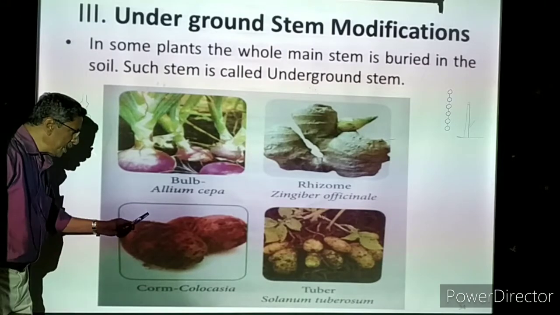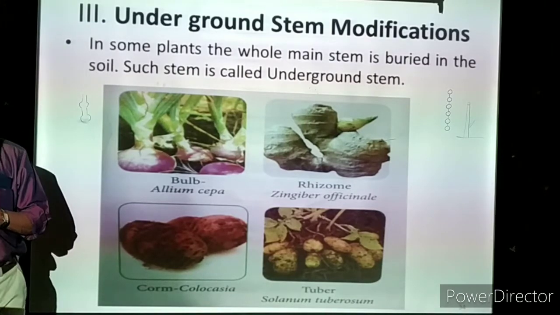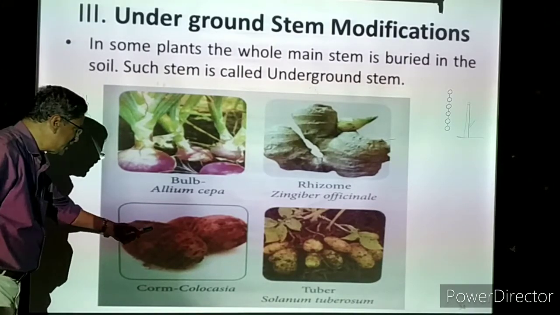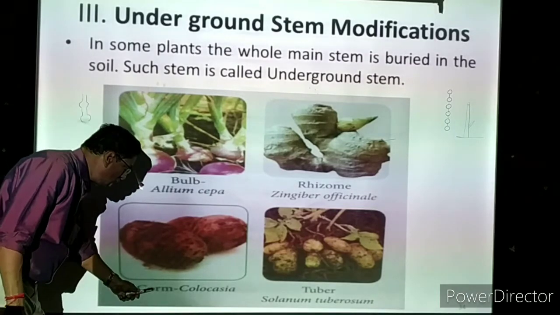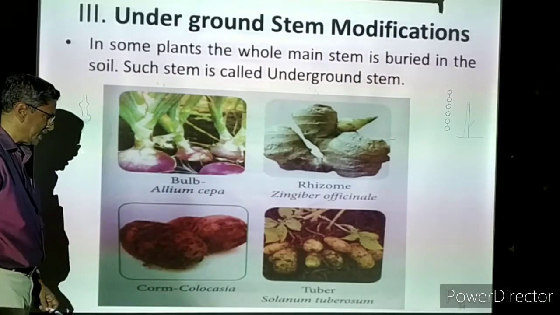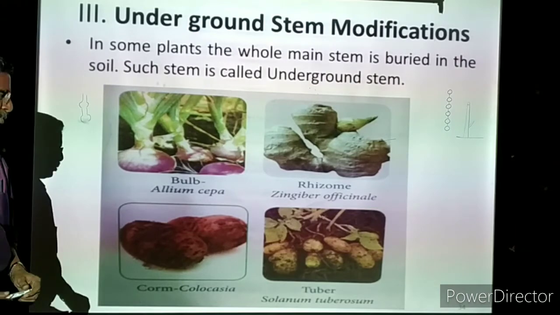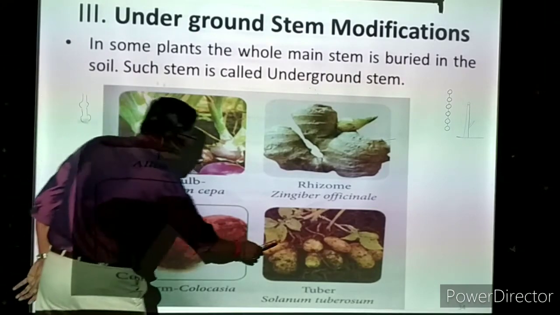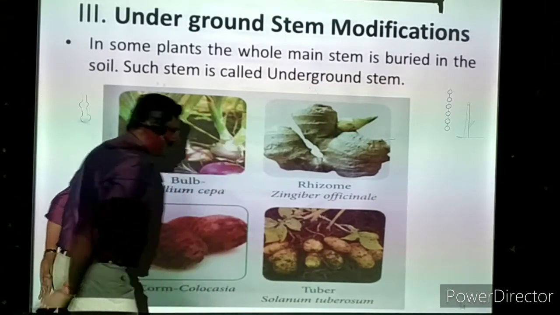Any number. So one plant can produce minimum 3 plants. Like that, multiplication is taking place and it is producing a lot of food. The common vegetable we are getting from this underground stem is colocasia. Okay, colocasia.